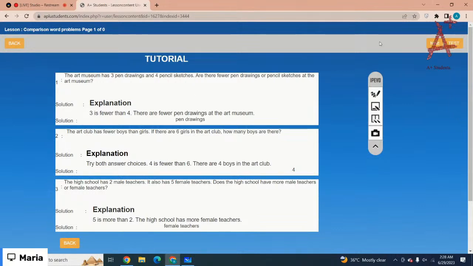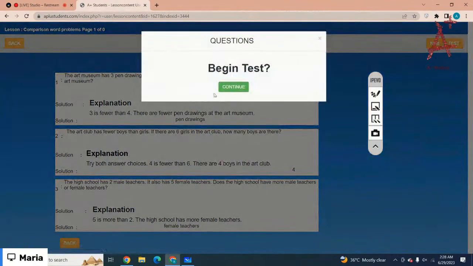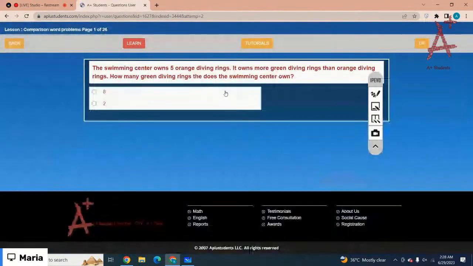Okay, let's just start with the test questions. The swimming center owns 5 orange diving rings. It owns more green diving rings than orange diving rings. How many green diving rings does the swimming center own?